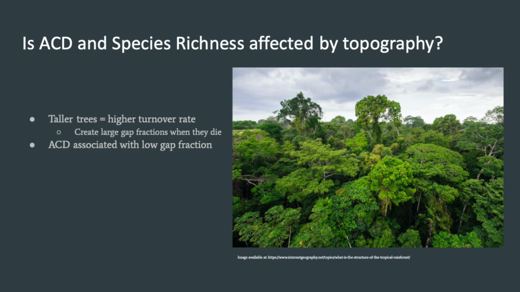Taller trees result in much higher turnover rates. This is due to large crowns and shallow root systems being susceptible to strong winds and flooding, therefore creating large canopy gaps when they die. As a result of this, the tallest forests are not the most carbon dense. Areas with mid-elevation and lower gap fraction are seen to have the highest above-ground carbon density. This then leads to complex associations between topography, carbon density, and species richness of the entire ecosystem.